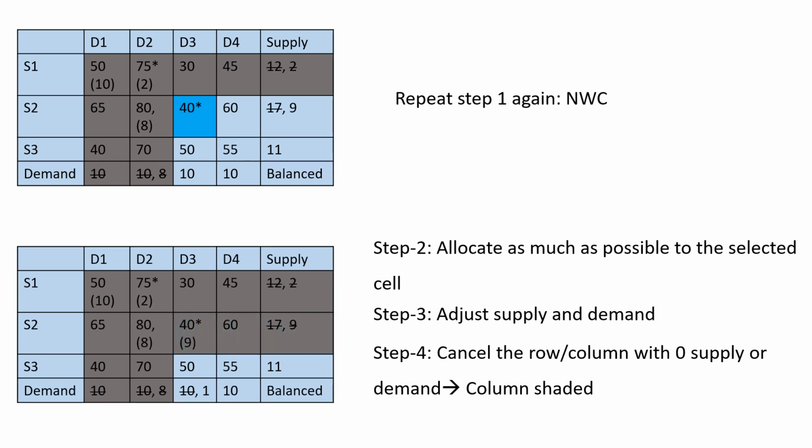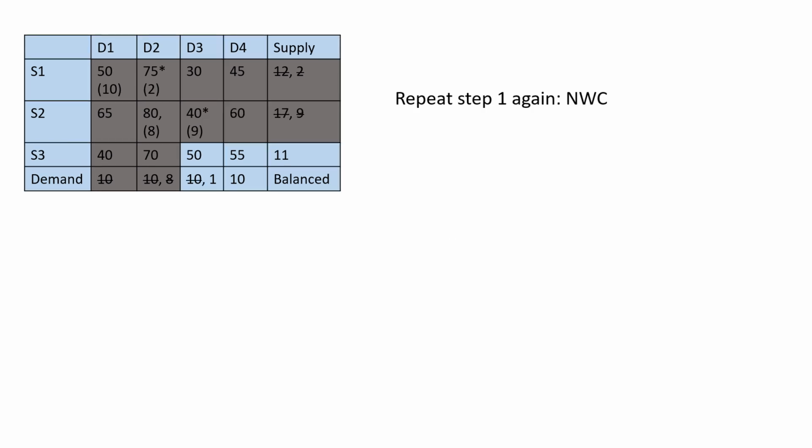And we remain with these 2 cells. Once again, we have to repeat the steps. And step 1 is to determine the northwest corner. The northwest corner is obviously 50. So correspondingly, there is 1 and 11.